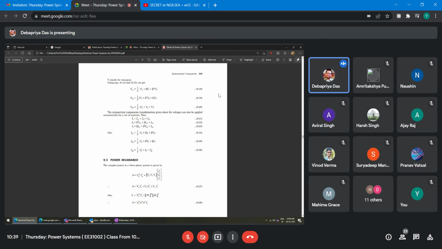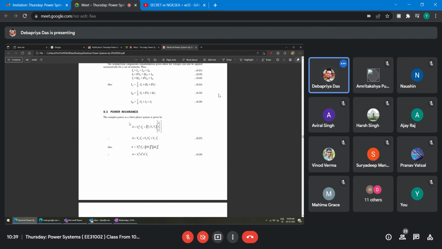Right? Now power invariance. The complex power in a three-phase system is given by S is equal to Vp transpose Ip conjugate. Because initially for load flow studies I told you P minus jQ is equal to V conjugate I, therefore P plus jQ is equal to V I conjugate. Same philosophy is used here: Vp transpose, because all three phases are there, then Ip conjugate. So Va, Vb, Vc are phase voltages, and Ia conjugate, Ib conjugate, Ic conjugate.